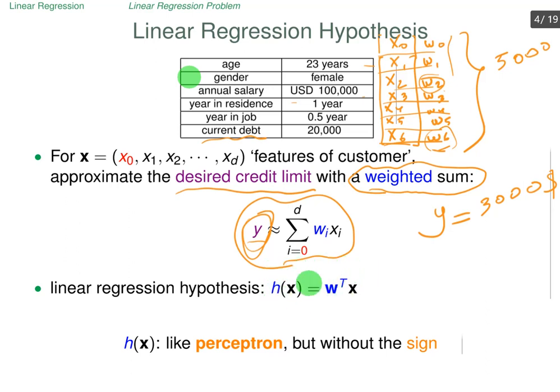So it very much looks like a perceptron, but in the perceptron case we had a sign, which would define whether this weighted sum is a positive or negative output, which could be plus minus 1, right? But in this case, we are trying to learn the weights of this linear regression hypothesis that will give us the real valued output.